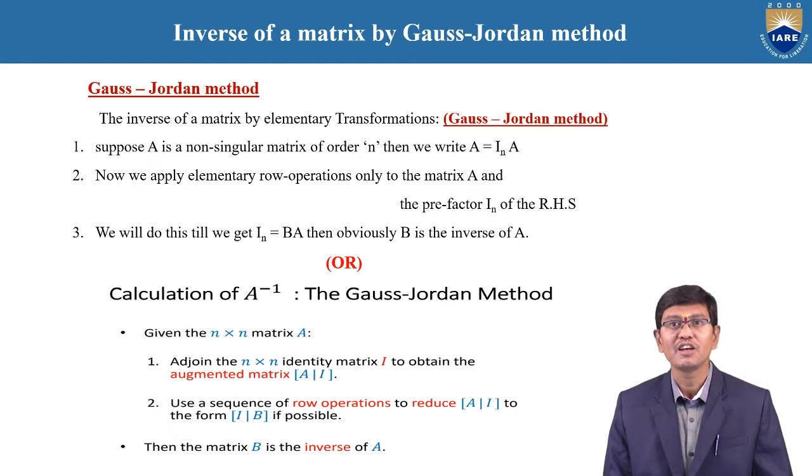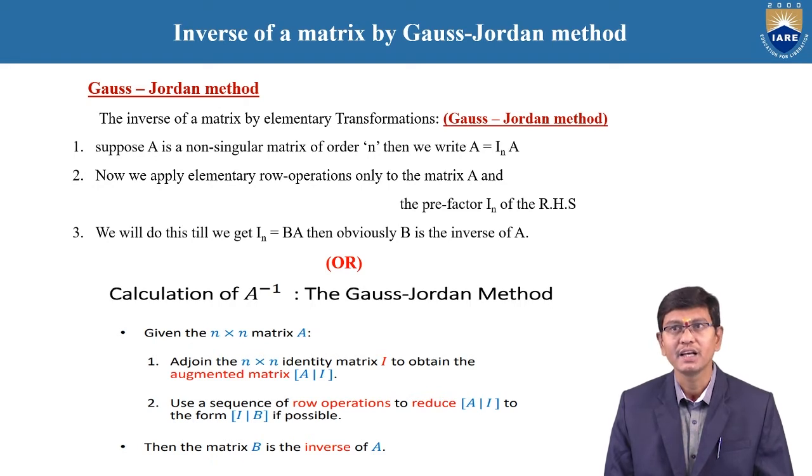Next, we are going to discuss the second method of finding the inverse of a matrix by using the Gauss-Jordan method. Similarly, suppose A is a non-singular matrix of order n, then we write A is equal to In into A. Now we apply row operations on the matrix A, that is the prefactor of In, and on the same matrix In, so that finally the given matrix is reduced to A is equal to In, and the right side matrix is reduced to B. And again, B is called the inverse of the matrix.